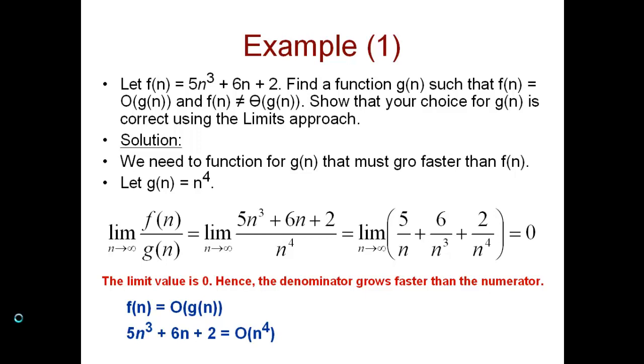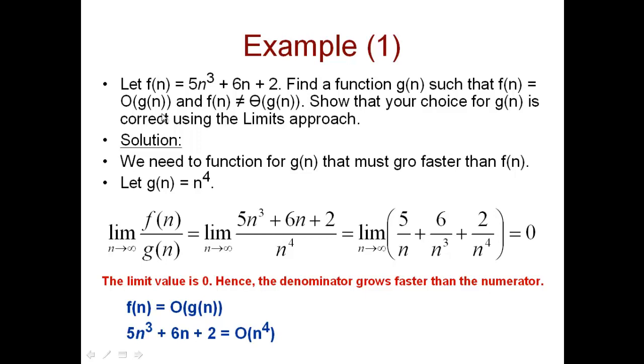In this case, I want to find a function where f of n is big O of g of n and definitely should not be theta of g of n. You know, big O need not imply theta. It could imply theta, but need not. And in this case, it should not imply theta. So you want to choose a g of n function in such a way that f of n is big O of g of n and not theta of g of n.